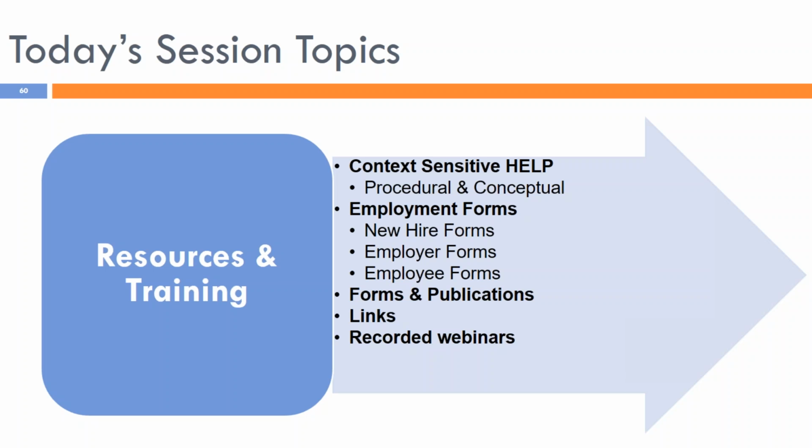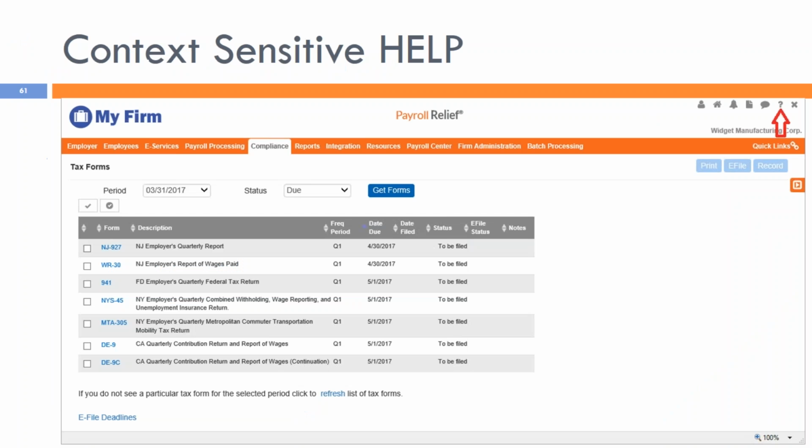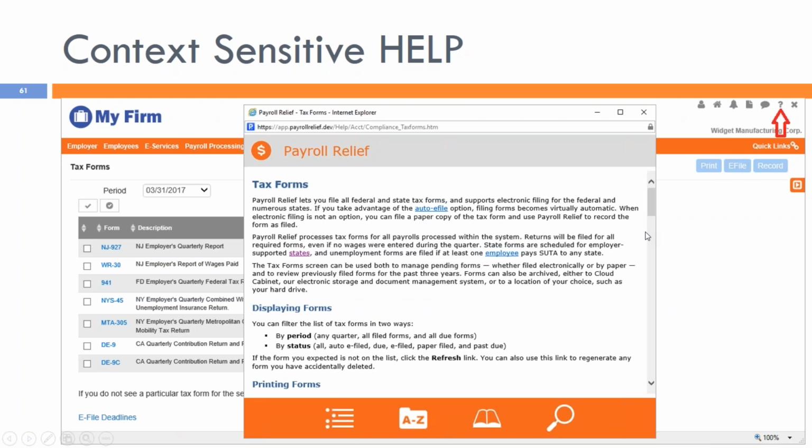Last area is the area for your payroll service to run smoothly and efficiently. You need to have resources to train your staff. Payroll Relief offers many of these. For example, at any screen in the program, you may simply click on the question mark in the upper right-hand corner to access help text for a particular screen.